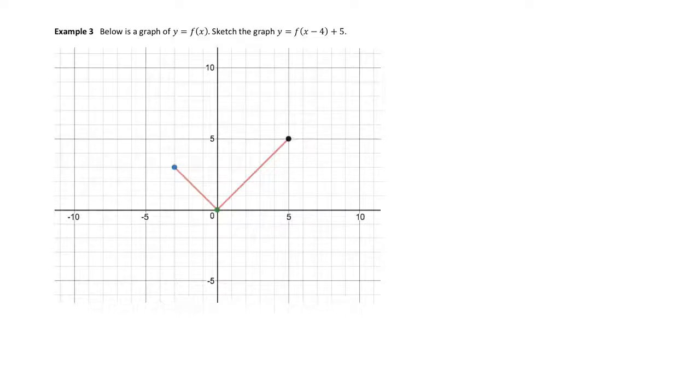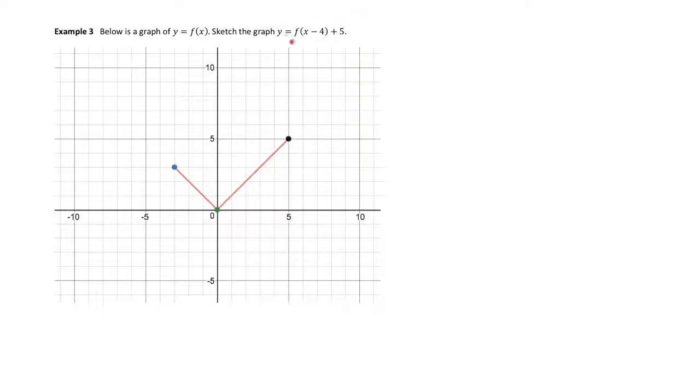So for this last example, here we have, again, the same function that we've been starting with, which I'm calling y equals f of x. I want to sketch a graph of f of x minus 4 plus 5. So in this example, we have 2 changes happening. We're both changing the x's as well as the y's, because this minus 4 is attached to the x, and this 5 is outside of the function.